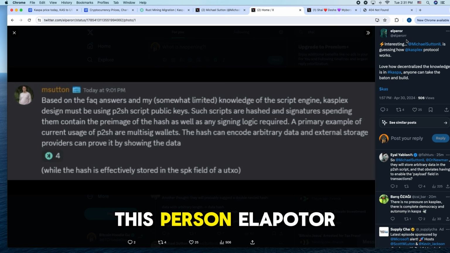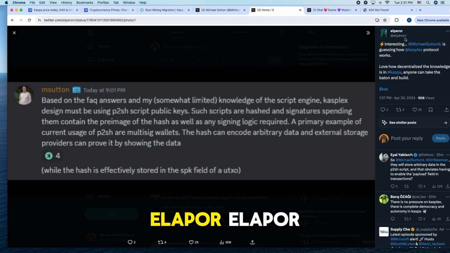So right here, this person, Elipor, says, interesting, Michael Sutton is guessing how Kasplex works. Love how decentralized the knowledge is in Kaspa. Anyone can take the baton and build.